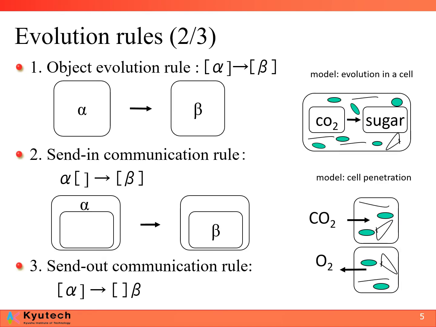The first rule is an object evolution rule that makes an object evolve into another object in a step like this figure. The rule is based on a biological model of evolution in a cell. The second rule is a send-in communication rule that sends an object into the inner membrane like this figure. The rule is based on a biological model of cell penetration. The third rule, send-out communication rule, is also defined similarly like this.